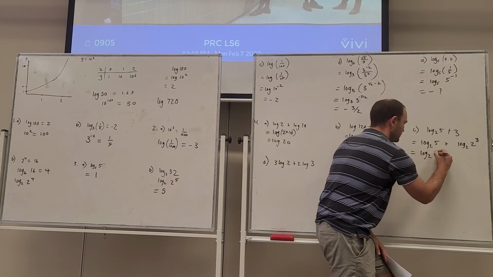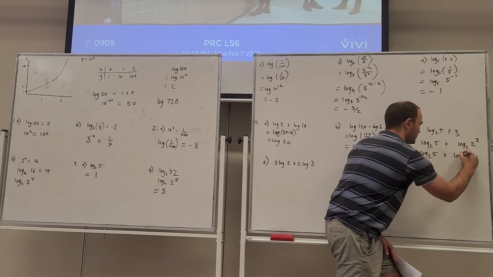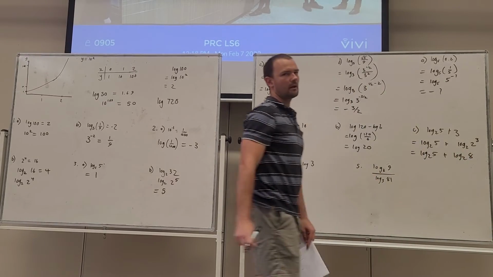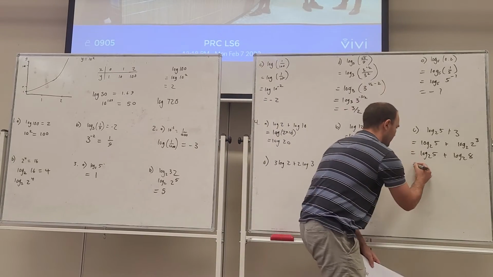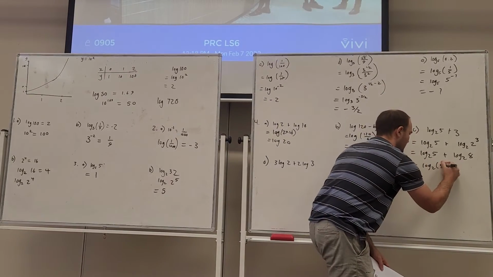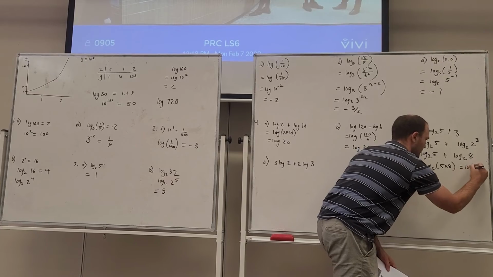Let me know when I'm coming around. So then we've got log in base 2 of 5 plus log in base 2 of 8. 2 to the power of 3. 2 times 2 times 2. And now we can collect those together. That's going to be log in base 2 of 5 times 8, which is log in base 2 of 40.